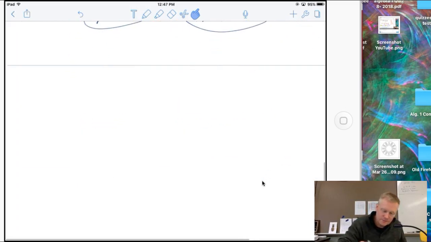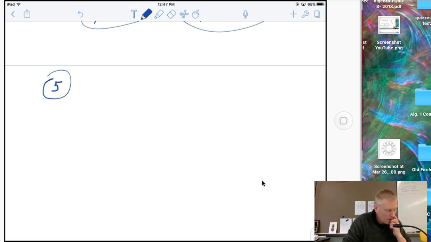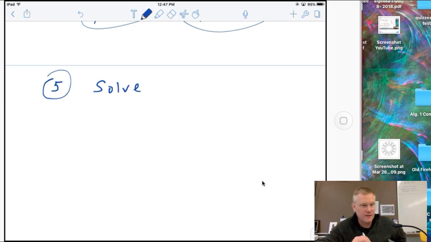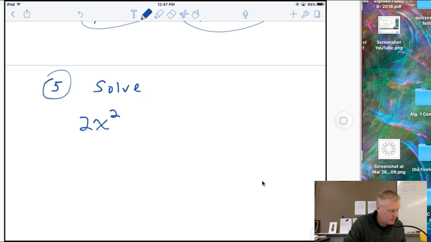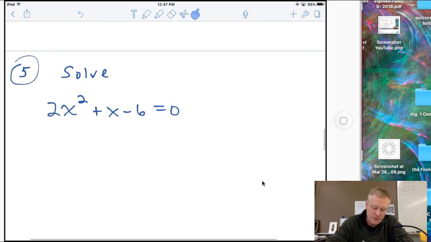Number 5, my last problem. This one will say solve also, or it might say find the x-intercepts, or it might say find the zeros. Those are all the same things. It's asking you to do the same thing. And the equation is 2x squared plus x minus 6 equals 0. Okay, so this one's different than the last one because of that 2. That 2 right there is going to cause me a little bit more work.